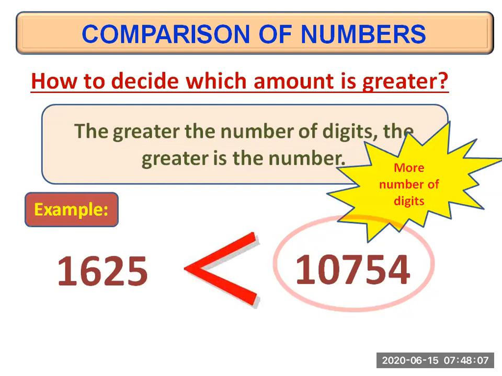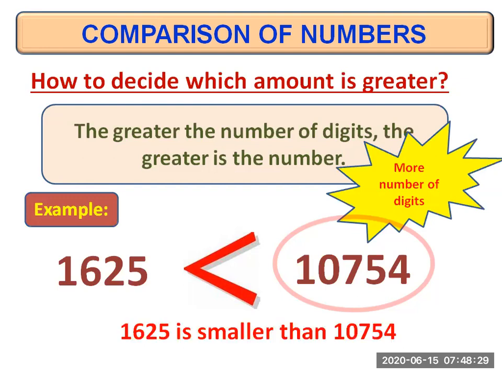But how would we say this as a statement? We always start saying the statement from the left. But here we know that the bigger number is 10,754. When starting from left, we will say that 1,625 is smaller than 10,754. I hope it's clear to you.